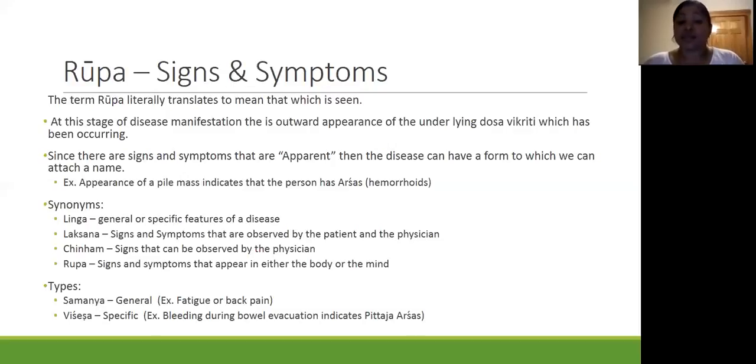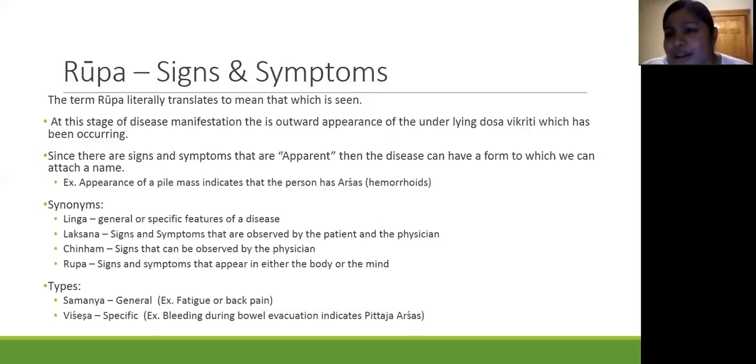Then you have specific signs and symptoms that are specific to either the dosha type. For instance, remember when we talked about vata grahani or pitta grahani or kapha grahani, there were specific signs and symptoms that can be associated only with that type of grahani. Similarly, that is indicated for all different types of diseases as well.